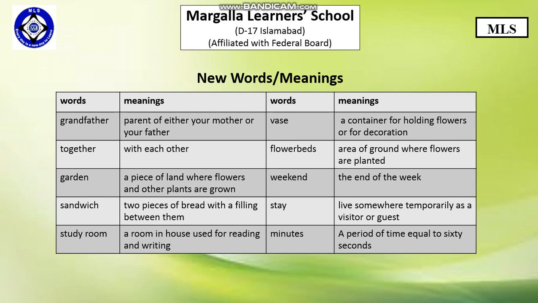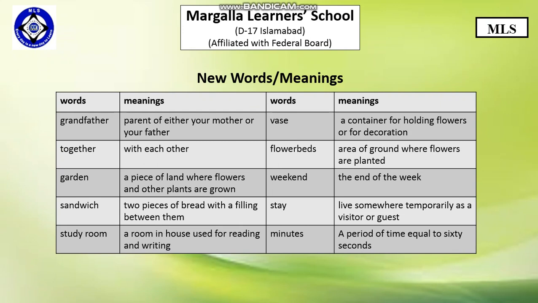The third word is garden. Garden. A piece of land where flowers and other plants are grown. Sandwich. Two pieces of bread with a filling between them. Study room. A room in a house used for reading and writing.